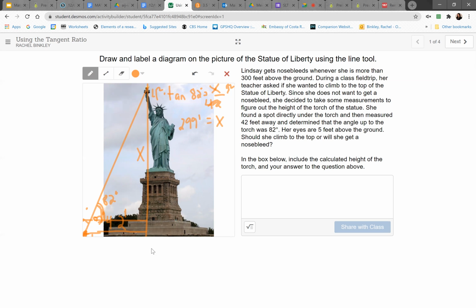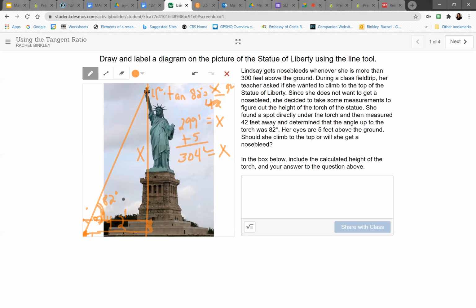But, and here's where it's tricky, it wants you to remember that that's from her eyes, which are 5 feet above the ground. So we have to add on that 5 feet to get from the ground to the top of the torch. So that should be mental math, 304 feet. So x is 304 feet, which is how high the torch is off the ground.